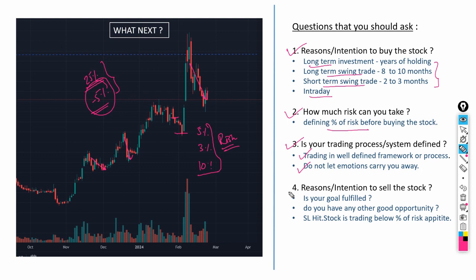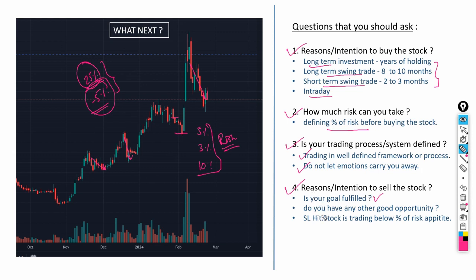The last question is that you should have a good reason to sell the stock. As you have reasons to buy the stock, you should also have a reason to sell it. When are you going to sell? Is your goal fulfilled? Like I mentioned previously, if your goal was to achieve only 25% profit, is it achieved? Or if your goal is to hold for a very long term, like 2 years, have you reached your timeline of 2 years? So what is the reason to sell the stock?